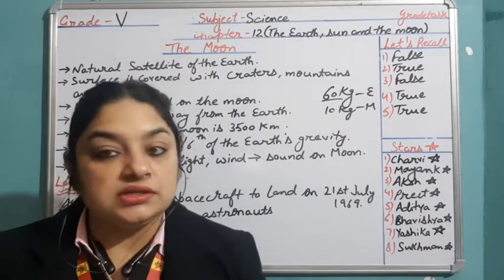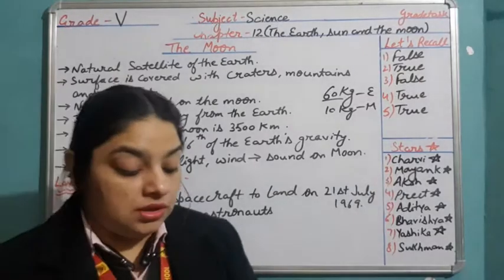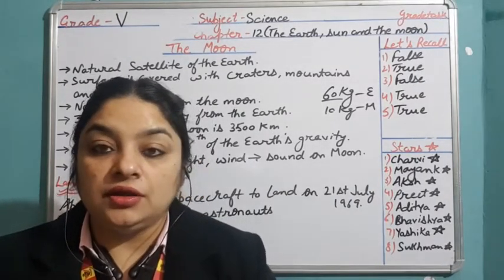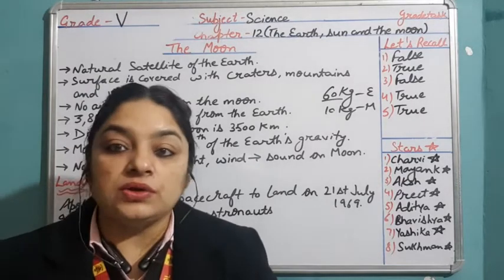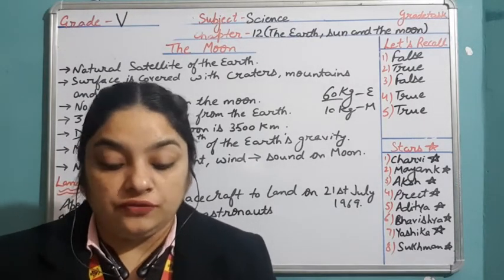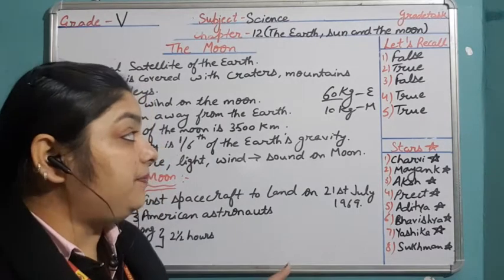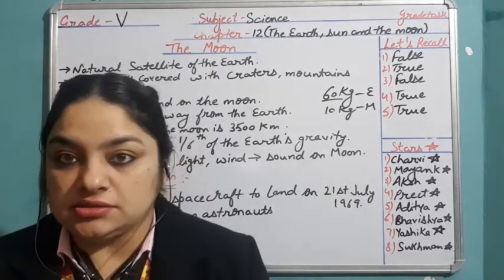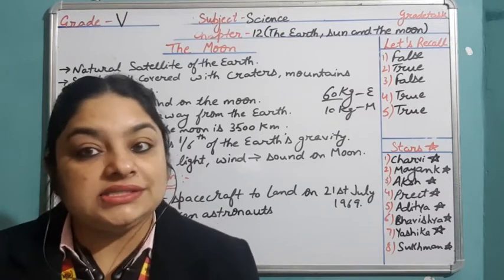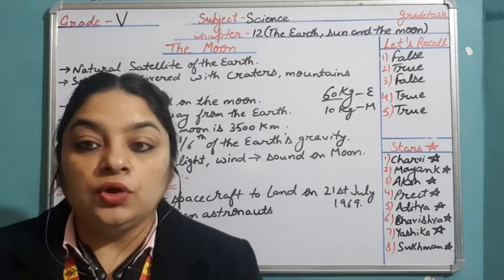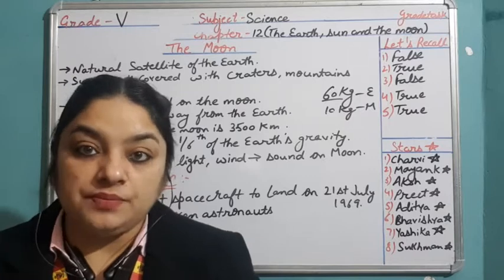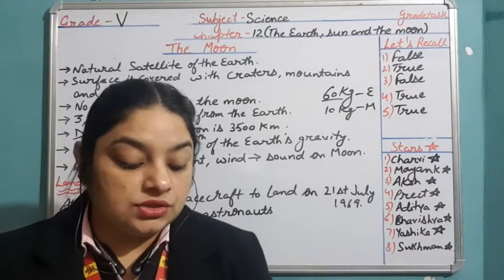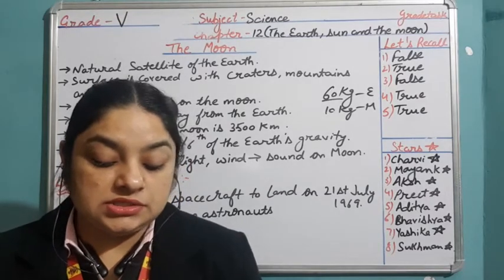Second, the outermost layer of the Earth is crust. Yes, the outermost layer is crust, so this one is true. Third, the core is the coldest part of the Sun. It is false, as the core is the hottest part of the Sun. The temperature in the core of the Sun is 15 billion degrees Celsius, and on the surface it is 6000 degrees Celsius. So the core is hottest as compared to the corona. So the third one is false.